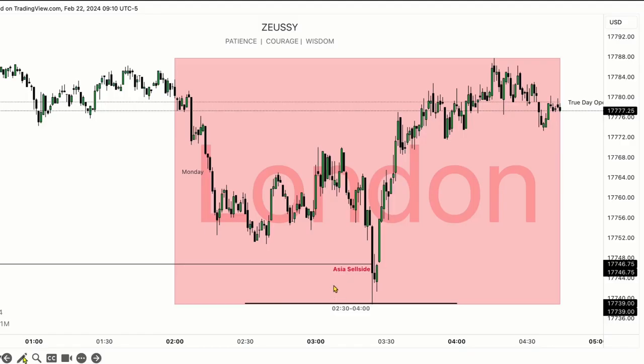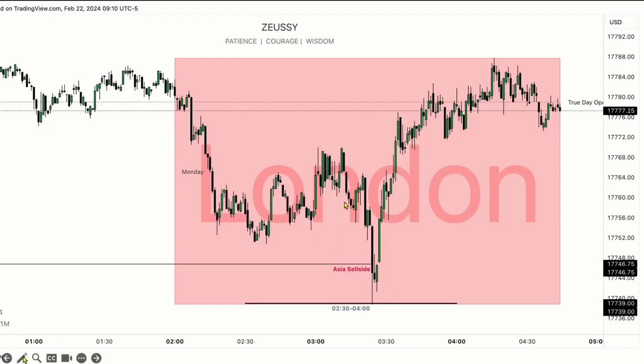Between 2:30 to 4, a consolidation occurred initially. Market went sideways. What's the function of this consolidation? It's engineering sell side liquidity above the Asia sell side. What then occurs is that the market purchases the sell side liquidity below these lows and below the Asia sell side, and then it reverts higher. Now my question to you is the following.